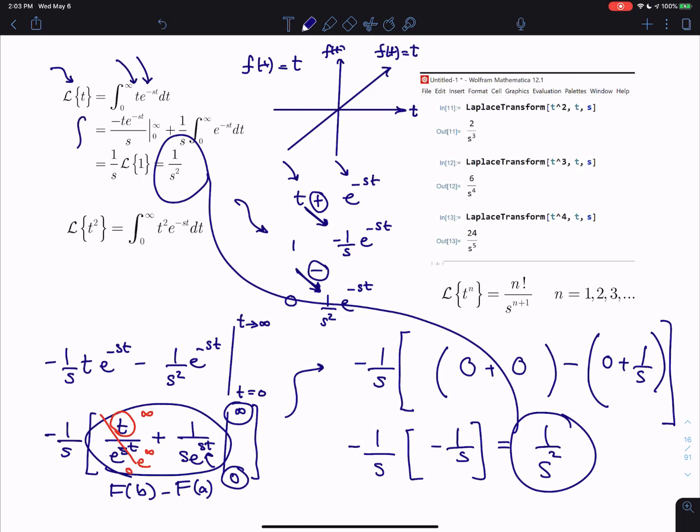Of course, I skipped all this and I just put this on my PowerPoint because you learned that in the first lecture of the second semester calculus course. I just wanted to do it all out for you to have seen it if you don't remember how it's done. All right, so that's how you find the Laplace transform of t. So the Laplace transform of t is 1 over s squared.